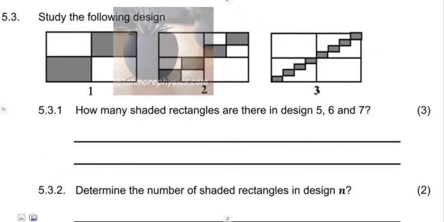Study the design. How many shaded rectangles are there in designs 5, 6, and 7? How many shaded rectangles? The first design, there are 2 of them. The second design, 1, 2, 3, 4. There are 4 of them. The third design, 1, 2, 3, 4, 5, 6, 7, 8. There are 8 of them. That is what we have on the third design.